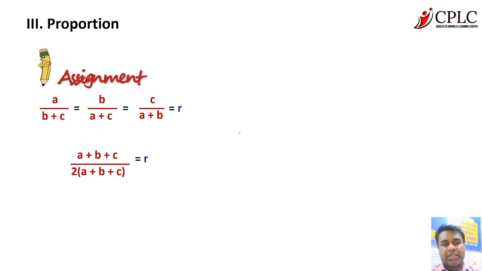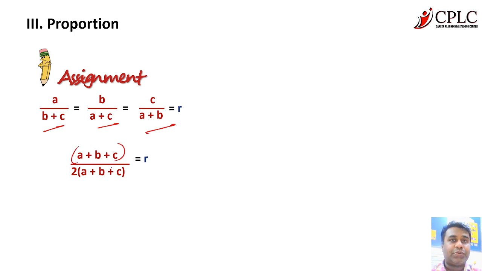So A plus B plus C upon twice of A plus B plus C. Because if I add these three terms, B plus C, A plus C, and A plus B, each and every alphabet has come twice. So twice of A plus B plus C. Now you will see that here also A plus B, here also A plus B, so I can simply cancel it out.